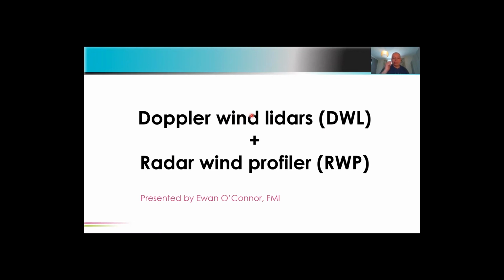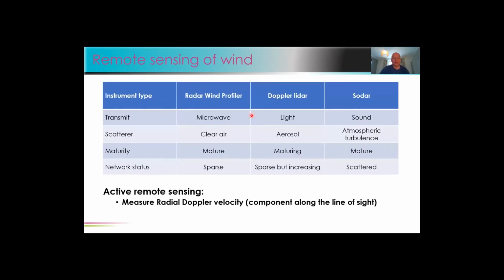Okay, so I'm going to introduce the remote sensing of wind to you. Here I'm going to mainly be talking about Doppler lidars and the radar wind profiler, but also we'll mention SODARs as well. If we think about these instruments, these are all active remote sensing in that they transmit a signal into the atmosphere and then look at the return.